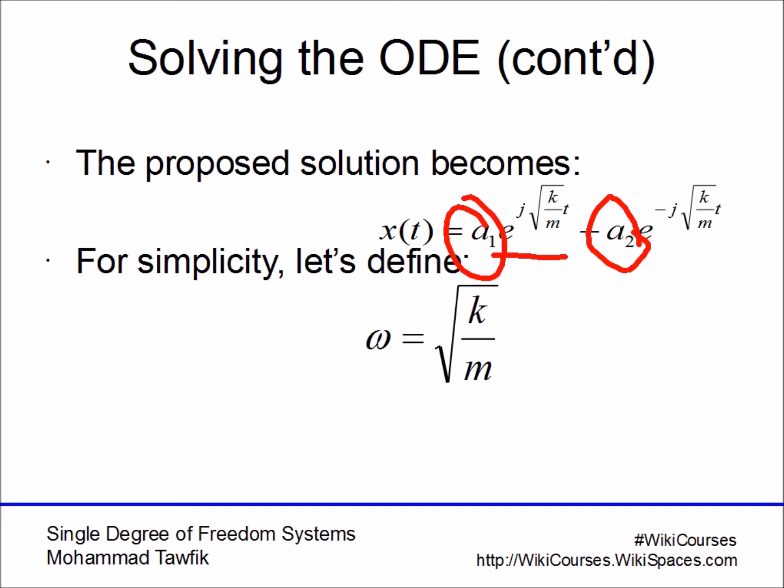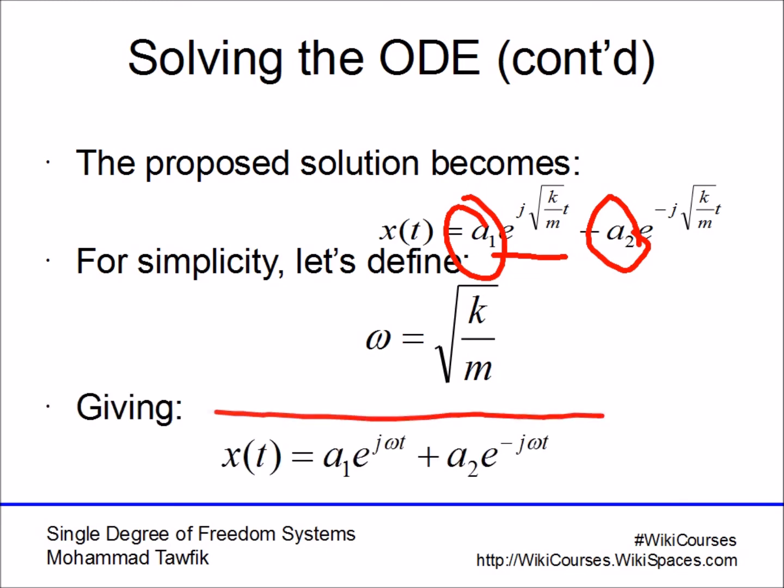This natural frequency can be plugged back into the general solution to get x of t equals A1 e to the power j omega t plus A2 e to the power minus j omega t. Now we have a solution for the problem. This is the solution for the dynamic equation. Of course, A1 and A2 are constants that are going to be determined by the initial conditions.